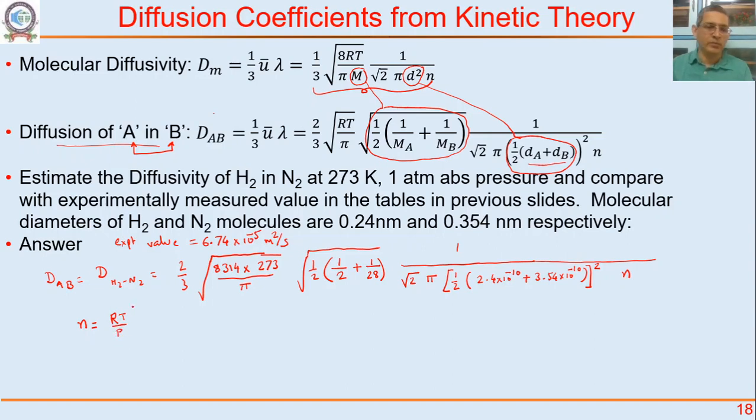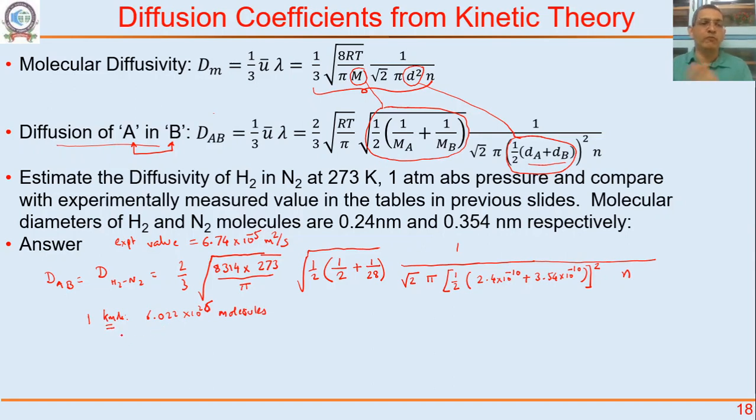Correct? No? If I take the basis as one mole, say 1 gram mole or 1 kilomole if you like, that is 6.022 into 10 raised to 23, or 10 raised to 26 molecules, because I have taken 1 kilomole.